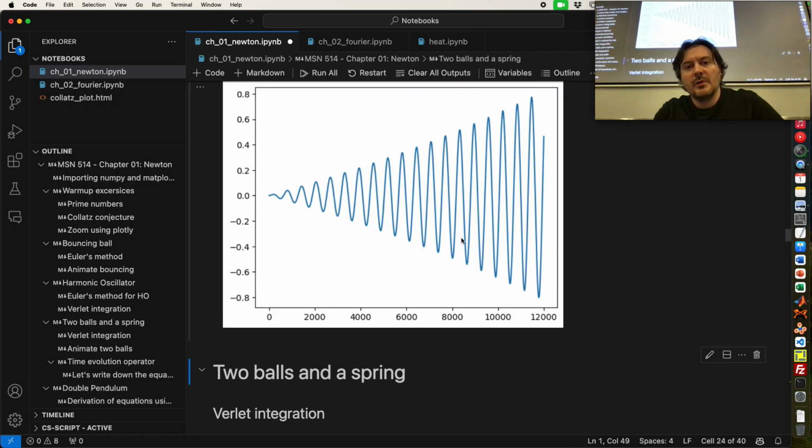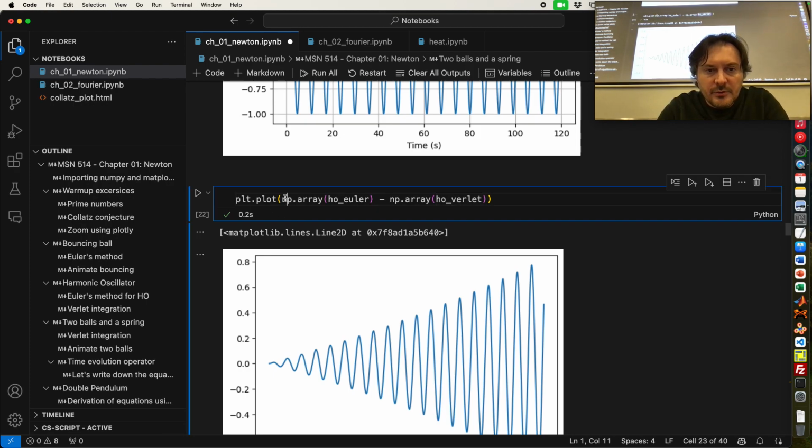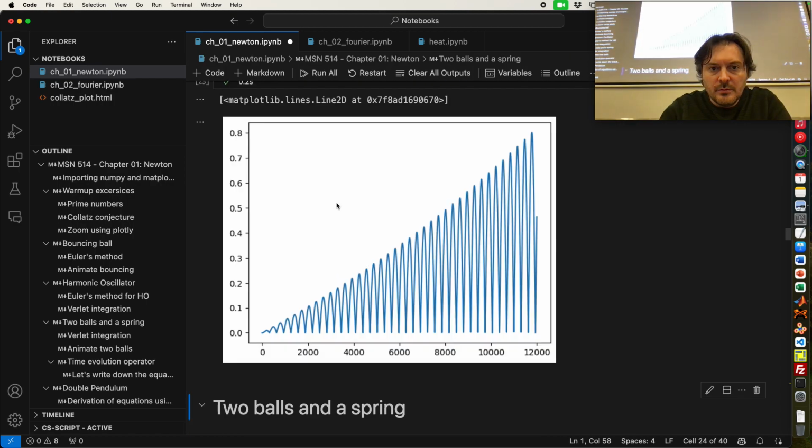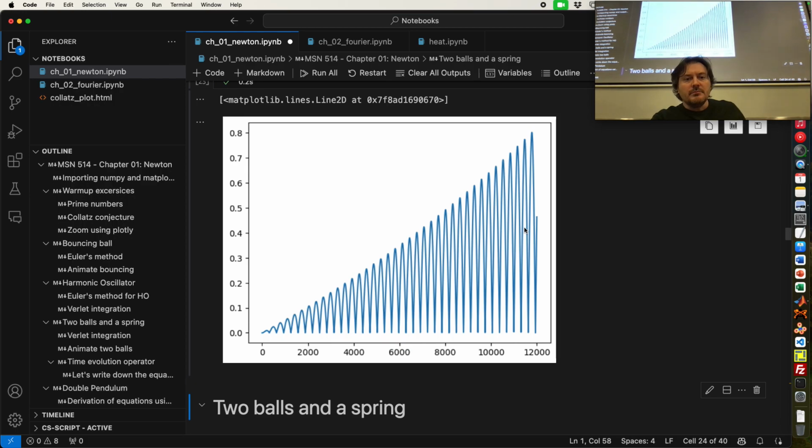Okay, good. Do you see that it's growing quadratically? Yes? We can also do the absolute value of it. It's growing quadratically. Seems to be. Okay.